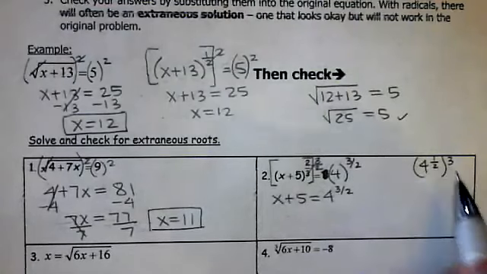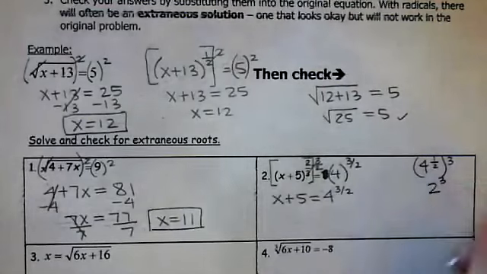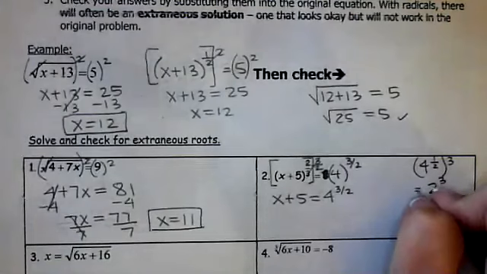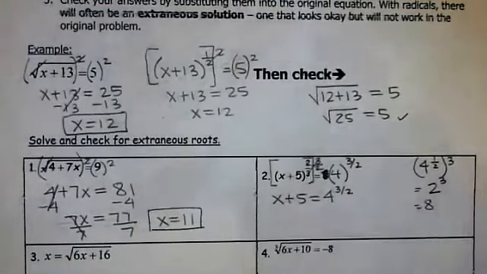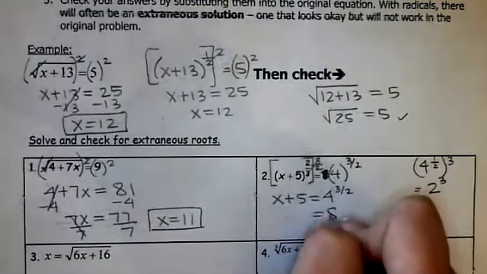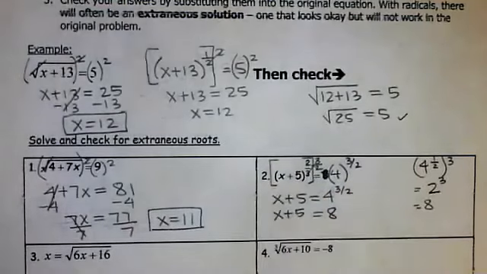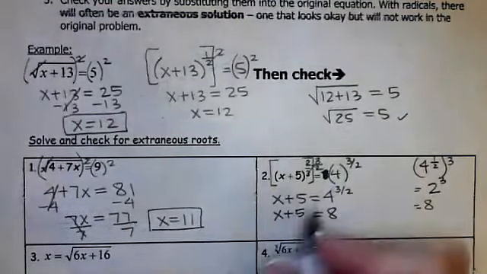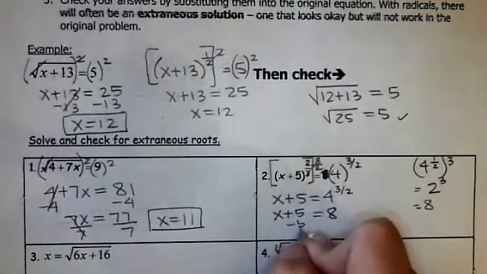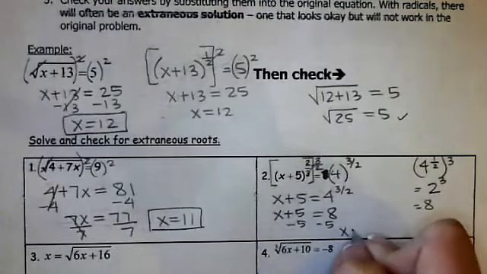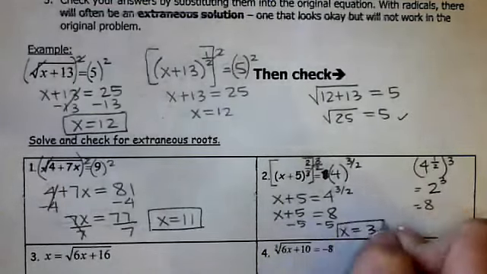Now 4 to the 1/2 power, well, that's the square root of 4. We know what that is. And so we get 2 to the 3rd power, and 2 to the 3rd power is 8. So we have simplified that right side now. And then we subtract the 5, and we get x is equal to 3.